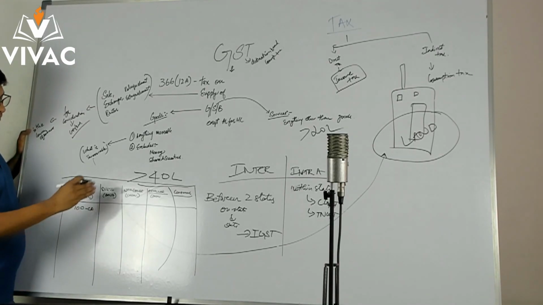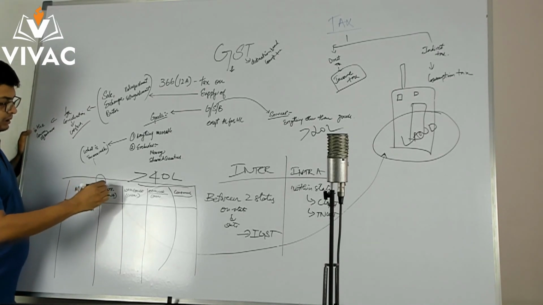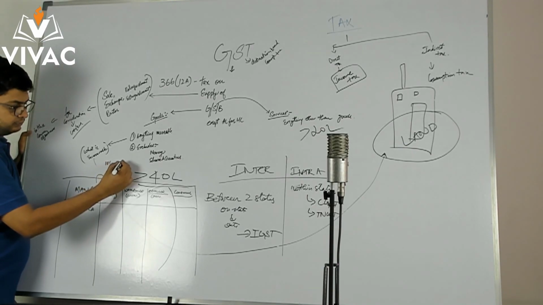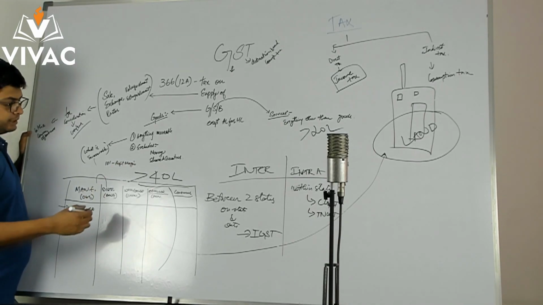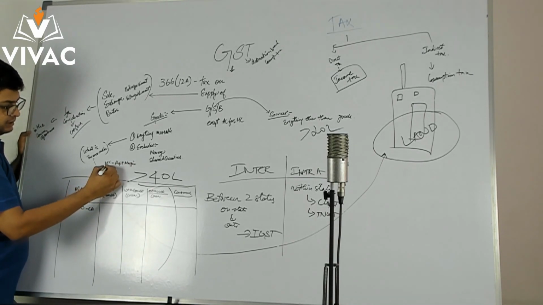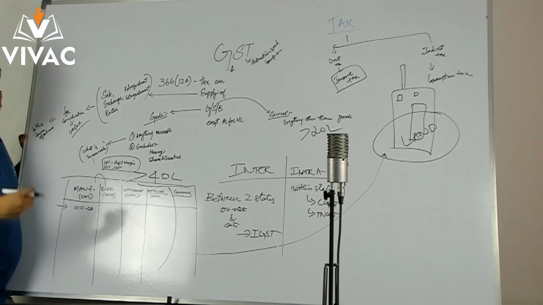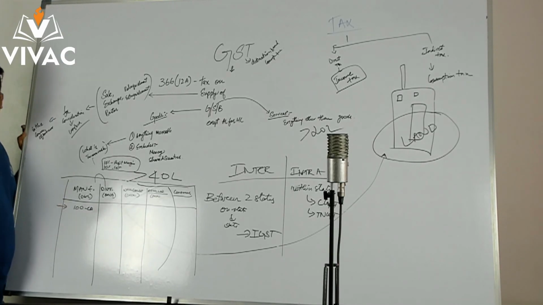Okay? At every stage, imagine there is a 10% profit margin and 10% GST. Sir, how do you decide the GST percentage? GST percentage is based on what goods or services you sell.